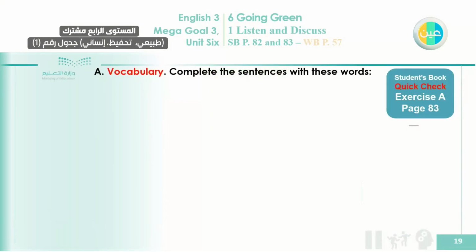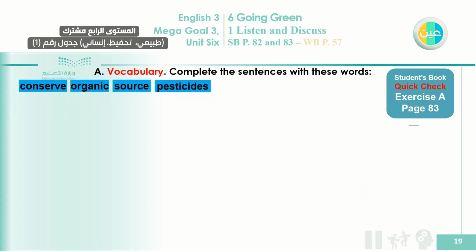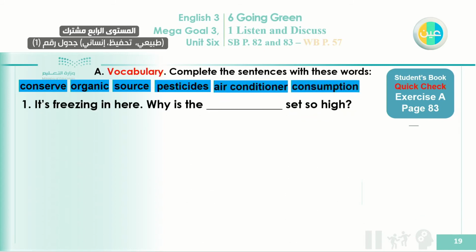For now, guys, we have an exercise, which is exercise A on page 83. We'll go over this exercise. We'll do it together. Let's start now. Of course, we have some words which are very important. We have conserve, organic, source, pesticides, air conditioner, and consumption. We'll go over them. We'll do them together.